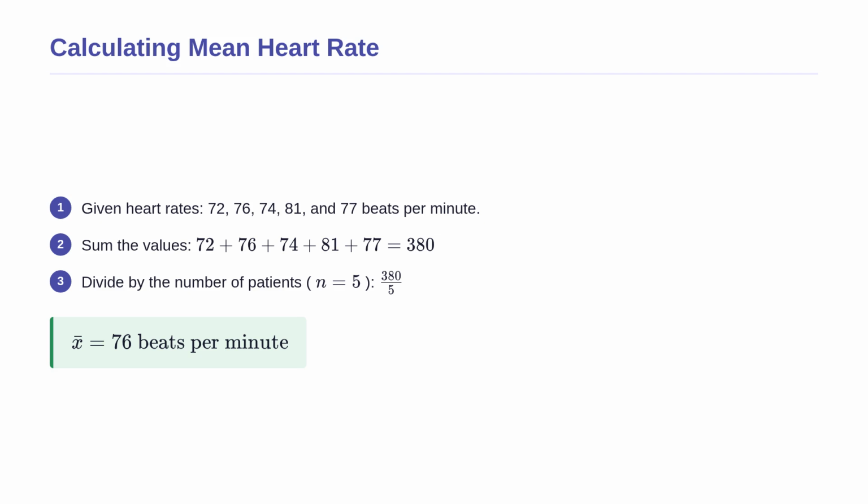First, we find the total sum of all the heart rates by adding them together, which gives us 380. Next, we divide this total pool of beats by the number of patients, which is 5. This gives us a final calculated mean of 76. Physically, this tells us that if every patient had the exact same heart rate, it would be 76 beats per minute, indicating a healthy average.